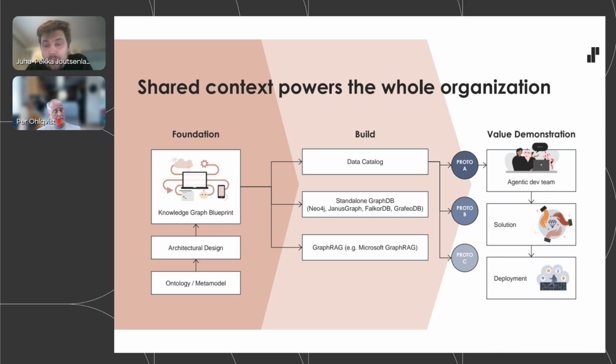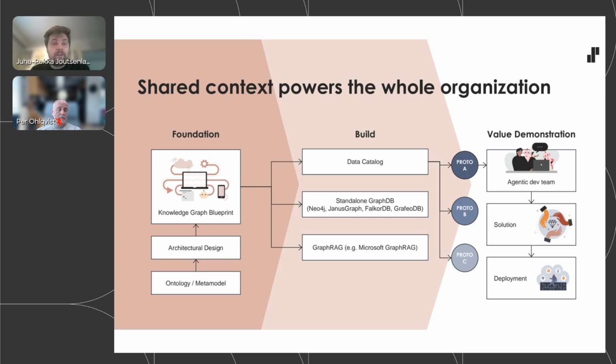The second option would be to take some standalone graph database. It seems that there are more and more coming with quite rapid speed. So of course, Neo4j, JanusGraph, ArangoDB, GraphDB, these are a few examples of different technologies, and there are some differences. Some are better for this RDF world, some are better for this labeled property graph. And then the third option is to take some existing graph RAG. For example, the Microsoft GraphRAG is quite easy to set up and start to use.